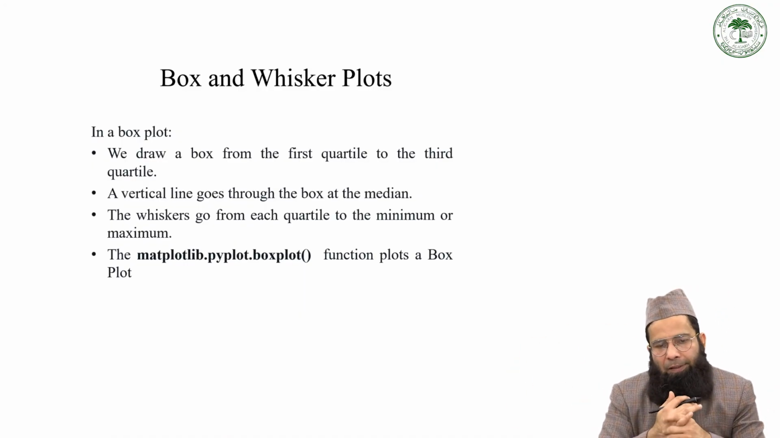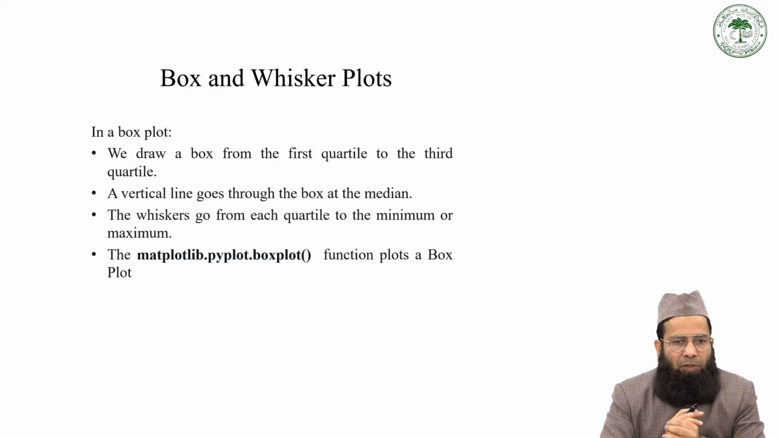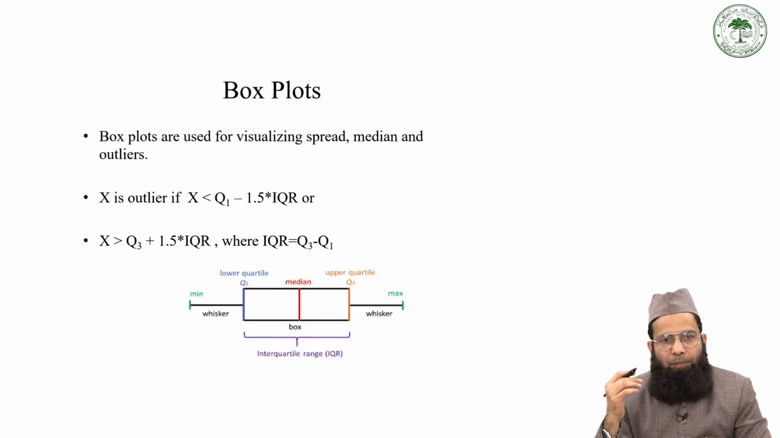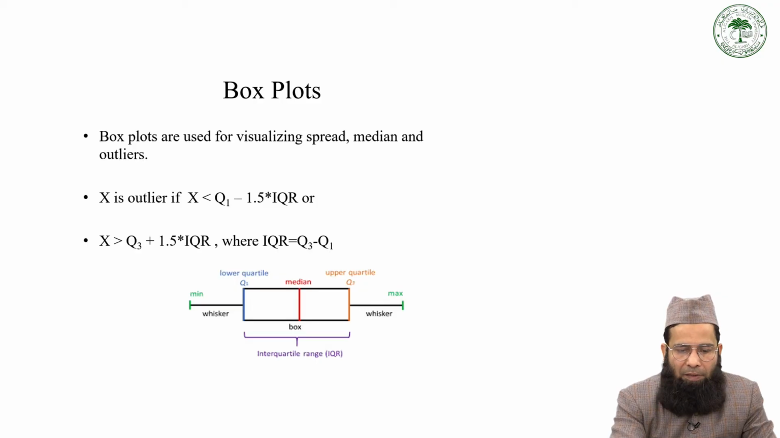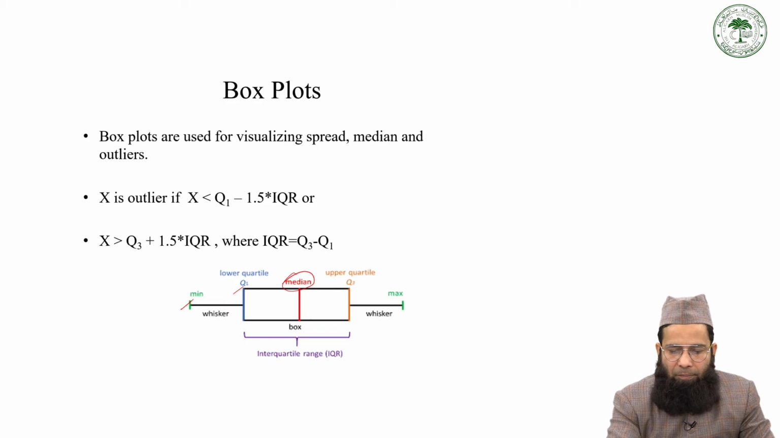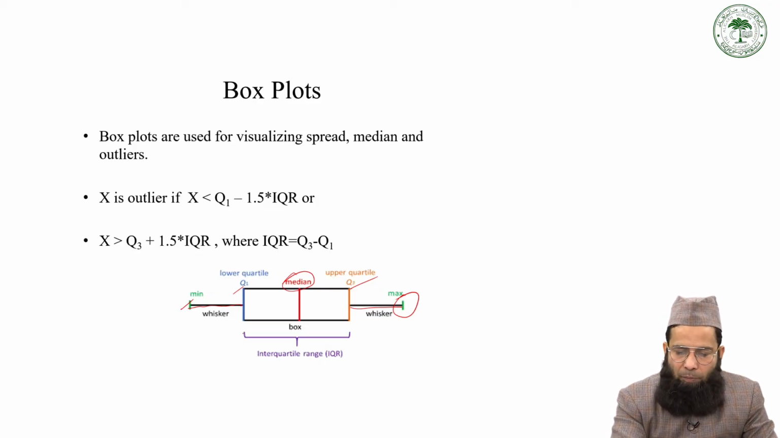We can use a Python function to draw a box plot. We'll see how we can use it in later classes. Box plots are used to visualize spread, median, and outliers, right? You can see here, this one is the minimum value and lower quartile. Then there is the median and upper quartile. This is the maximum value. A whisker goes from Q1 to minimum and Q3 to maximum. And then we can calculate the interquartile range, Q3 minus Q1. So this would be the interquartile range.